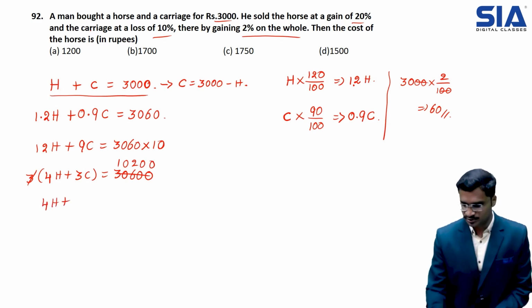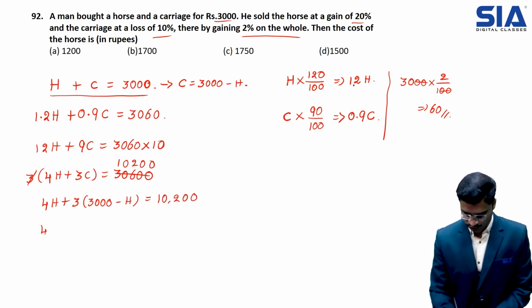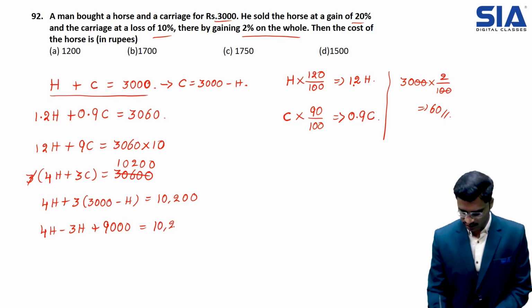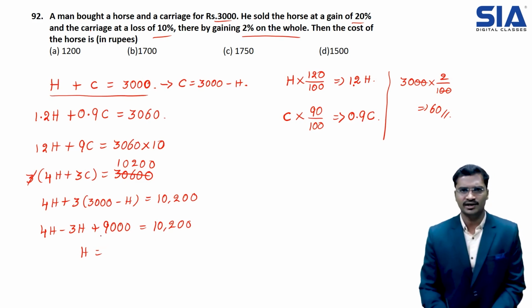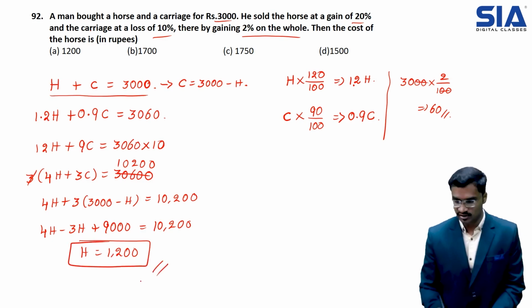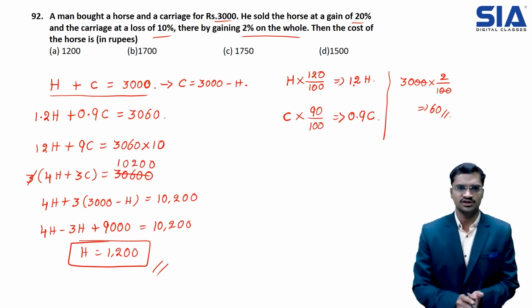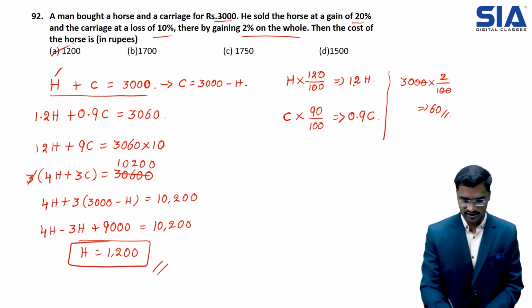4H plus, let us substitute the C value here. So 3 into 3000 minus H is equal to 10,200. So 4H minus 3H plus 3 3s are 9,000 is given as 10,200. So the value of H is 10,200 minus 9,000, which is 1200. In our question, he has asked for the cost of horse. The original cost of horse is 1200. So the value of H is 1200.